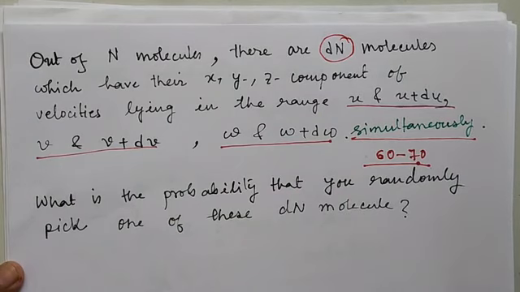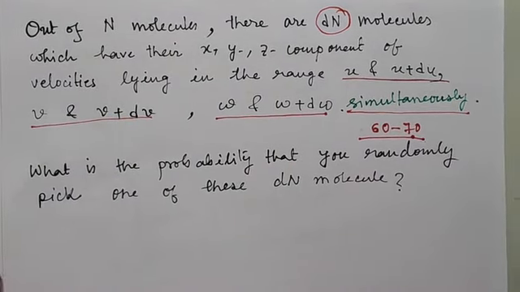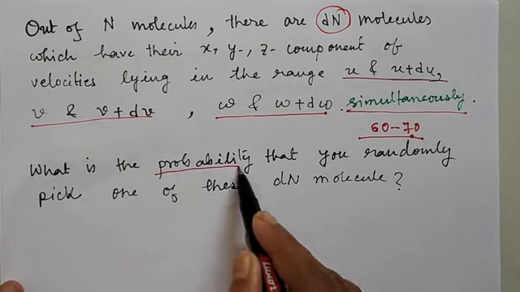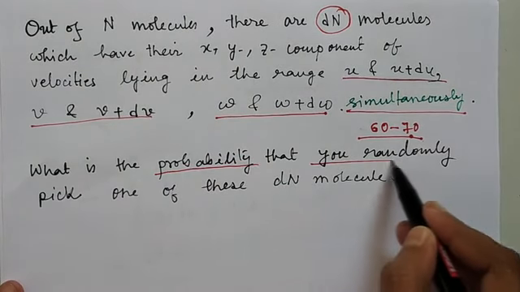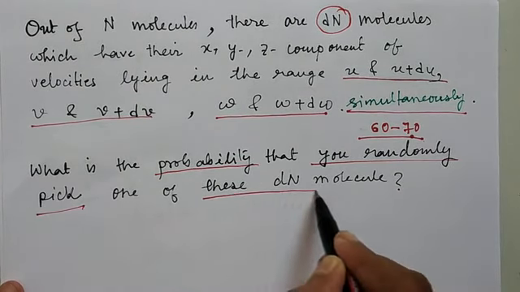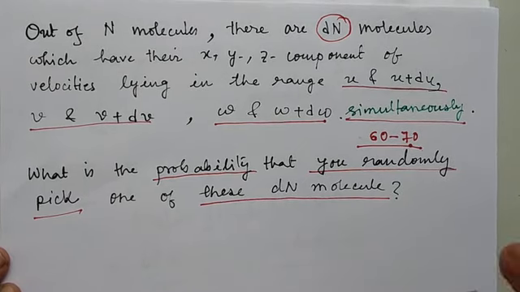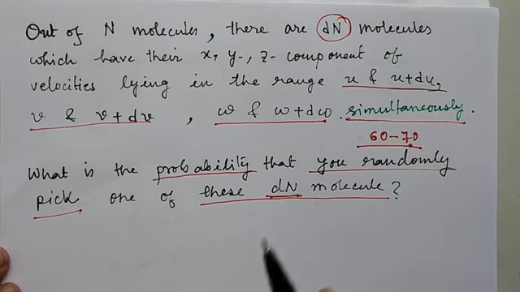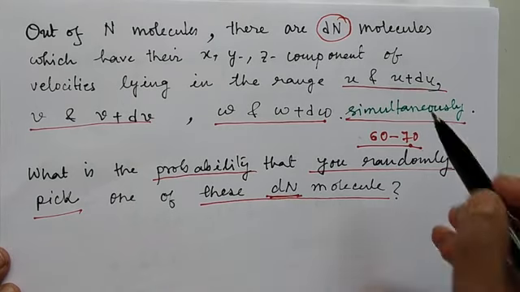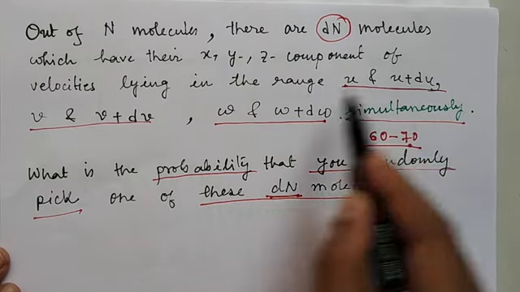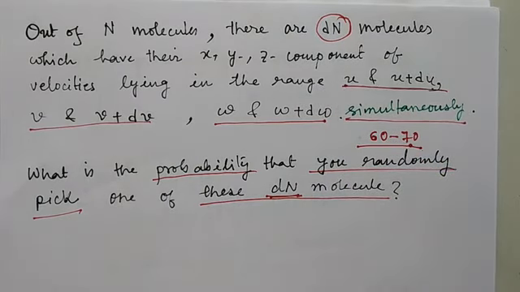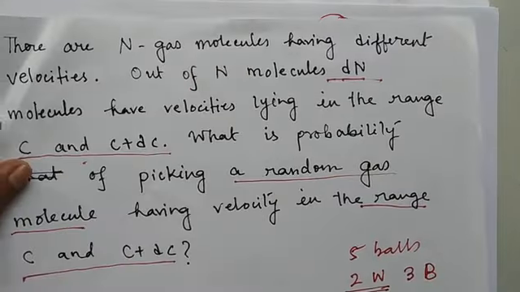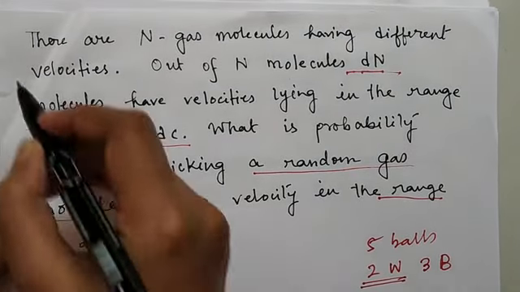Now what is the probability that you randomly pick one molecule out of these dn molecules? So there are n molecules and you pick one molecule which will be one of these dn molecules, that it will have its velocity components lying in this range simultaneously. So it is similar to a problem that we have already discussed, that is this one.